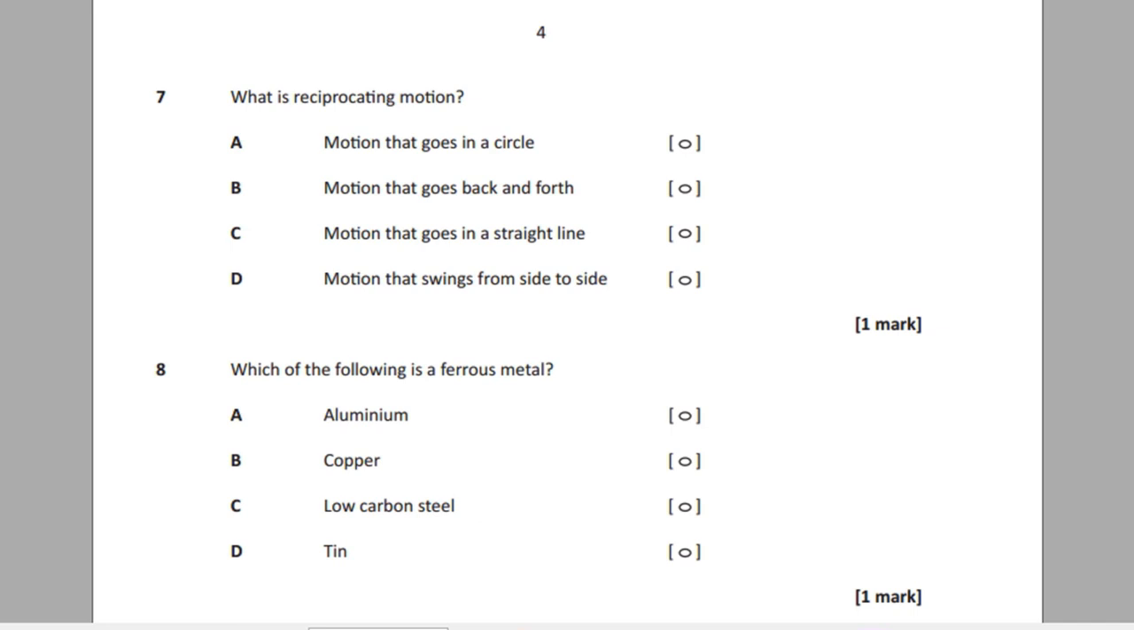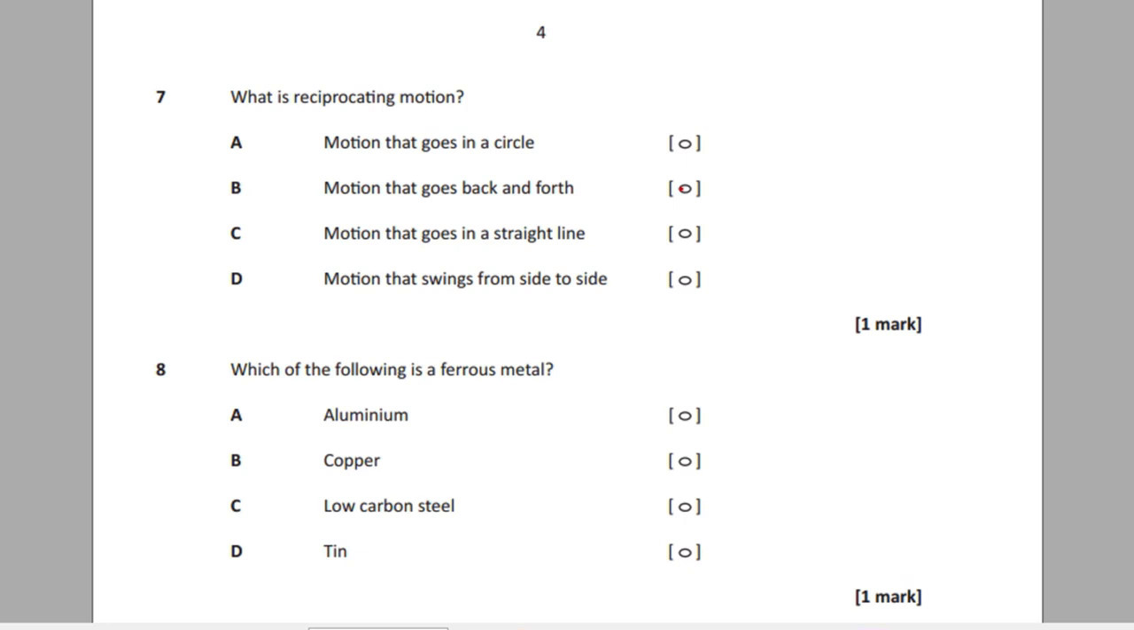Okay, so what is a reciprocating motion? This refers to the different types of motion. So let's go through each one of these. Motion that goes in a circle is known as rotary. Motion that goes back and forth is known as a reciprocating motion. Motion that goes in a straight line is known as linear motion. Motion that swings from side to side is known as an oscillating motion. So we will choose B, which is back and forth, reciprocation.